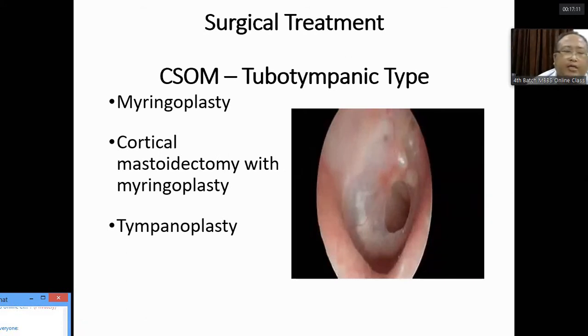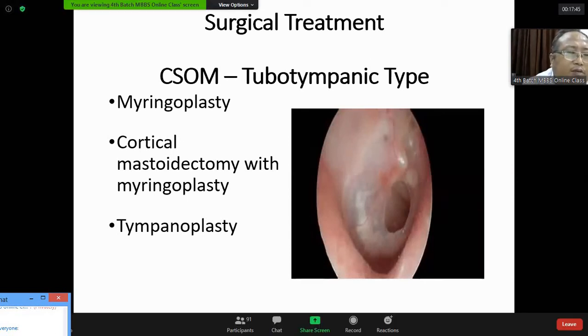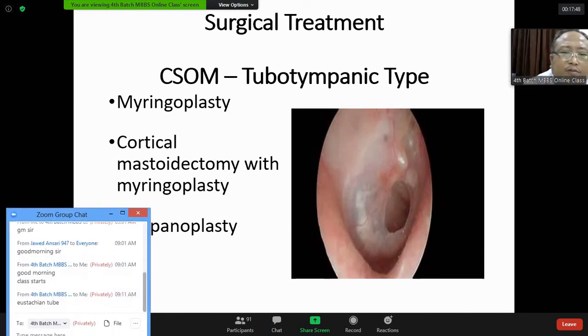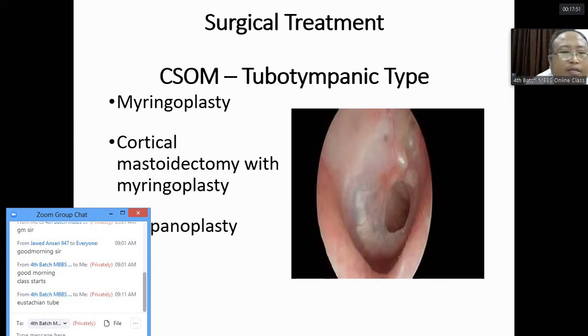So, as previously discussed, there are two types of chronic suppurative otitis media. That is the chronic suppurative otitis media tubotympanic type, nowadays known as the mucosal type. For that condition, we usually prefer myringoplasty if it is not controlled by medications and not healed after a long waiting period, and the patient wants it. So we prefer myringoplasty. In some cases, we do cortical mastoidectomy and myringoplasty, and sometimes tympanoplasty.